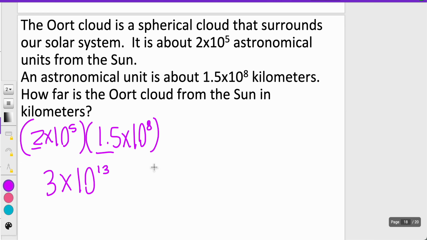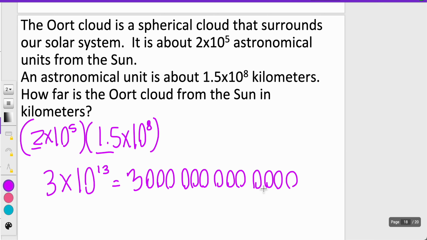When we do that, it's also going to create a huge number. So that's 3 with 1, 2, 3, 4, 5, 6, 7, 8, 9, 10, 11, 12, 13 zeros. A big number.